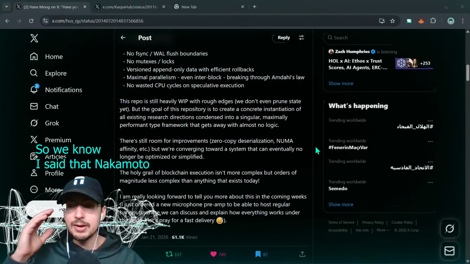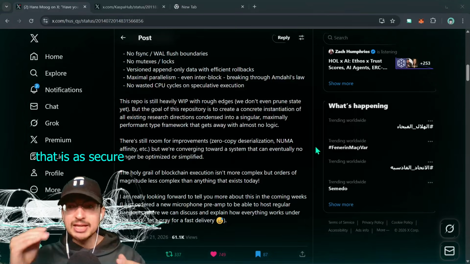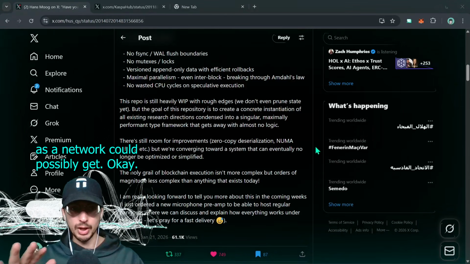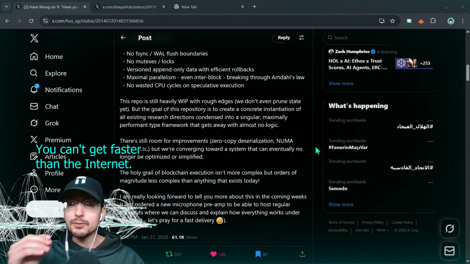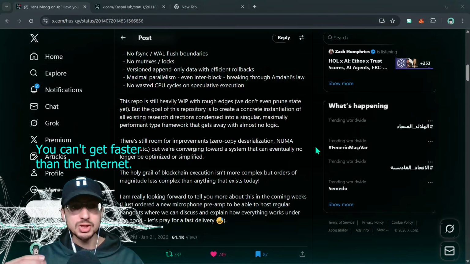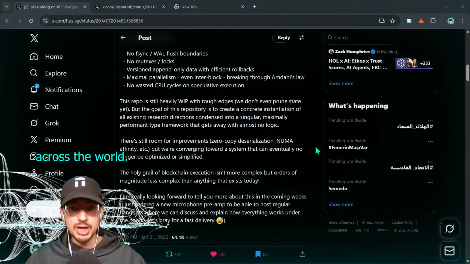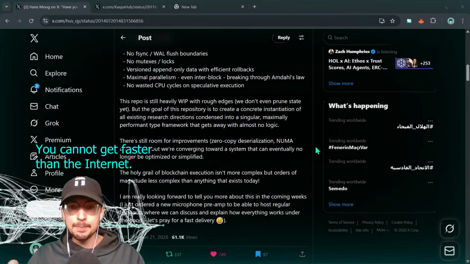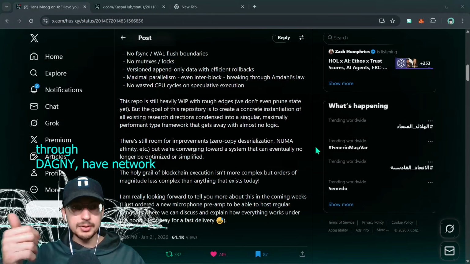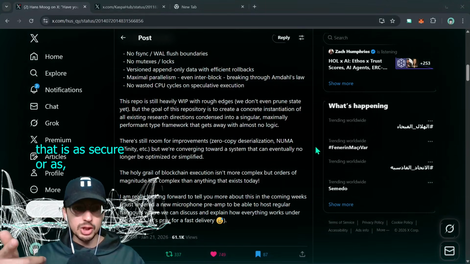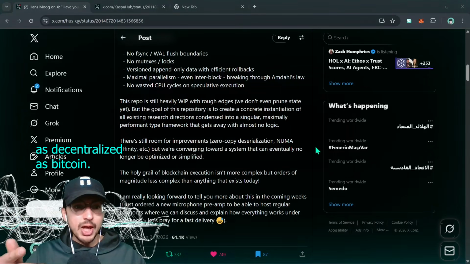So, I said that Nakamoto consensus having 51% Byzantine fault tolerance is as secure as a network can possibly get, okay? And now you have a network that is as fast as the internet itself. You can't get faster than the internet. The internet is what spreads and disseminates all data packets across the world. You cannot get faster than the internet. So when you have a network as fast as the internet, through Dagnite, you have a network that is as secure as, let me just say Bitcoin for simplifying it. And you have a network as decentralized as Bitcoin.